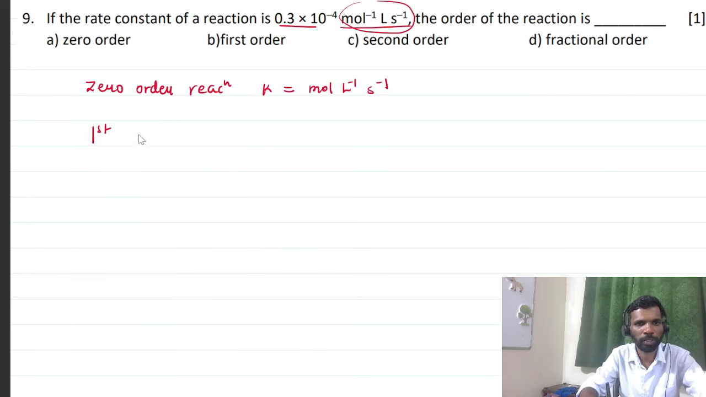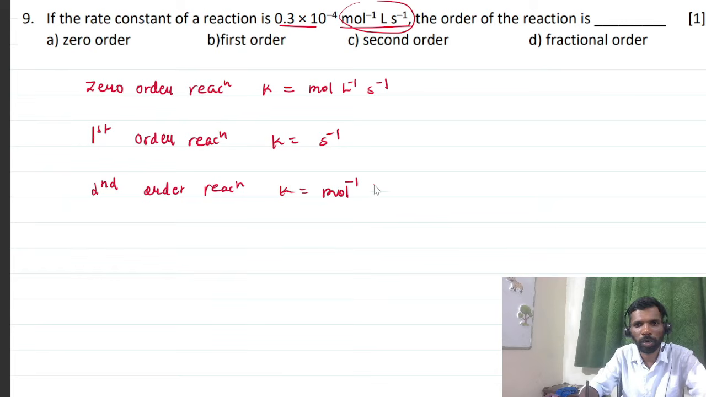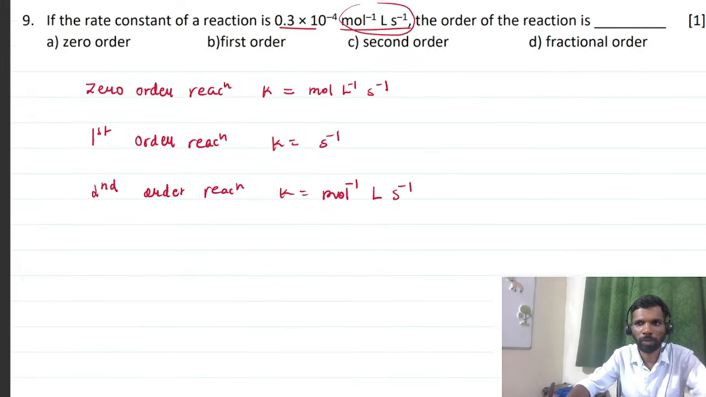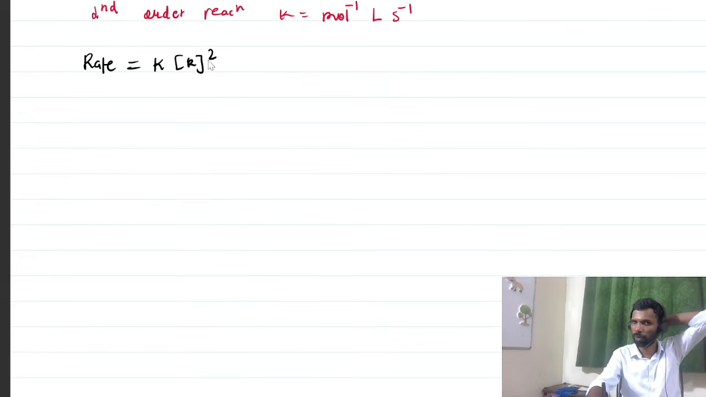For a first order reaction, units of K are just per second. And this is a second order reaction. Okay, second order reaction, units of K will be per mole liter per second. Let's prove how this is correct. So we'll find the units of the second order reaction. That is, we'll write rate is equal to K into concentration of reactant raised to 2 because it is second order.